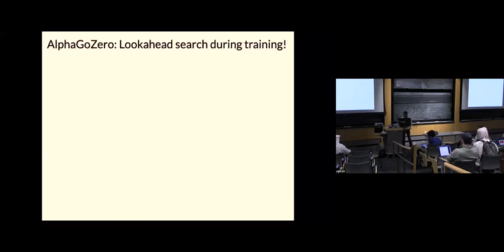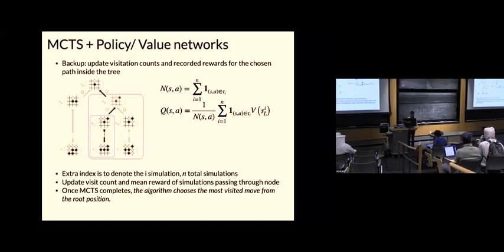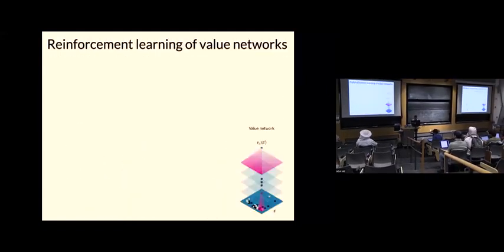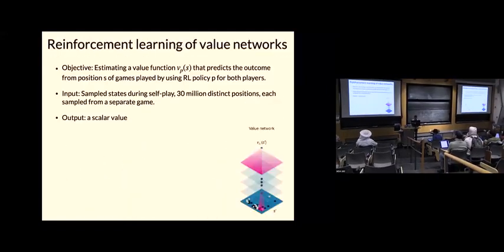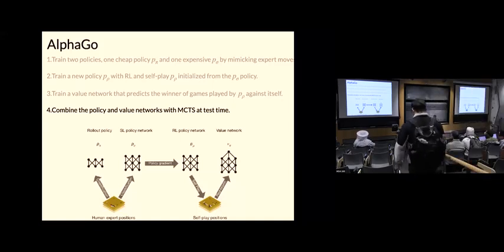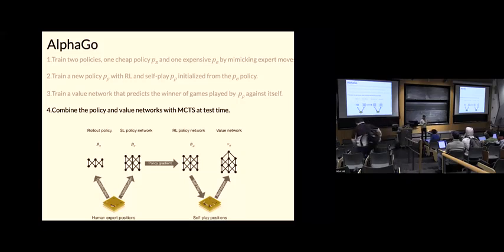If you remember, where we ended last time is we described the complicated process where, let me remind you of the 4 steps here. There are these 4 steps where we train policies and value functions from imitating human experts and through self-play reinforcement learning, and then we use those policy networks and value networks during Monte Carlo research at test time. Do you guys remember that?